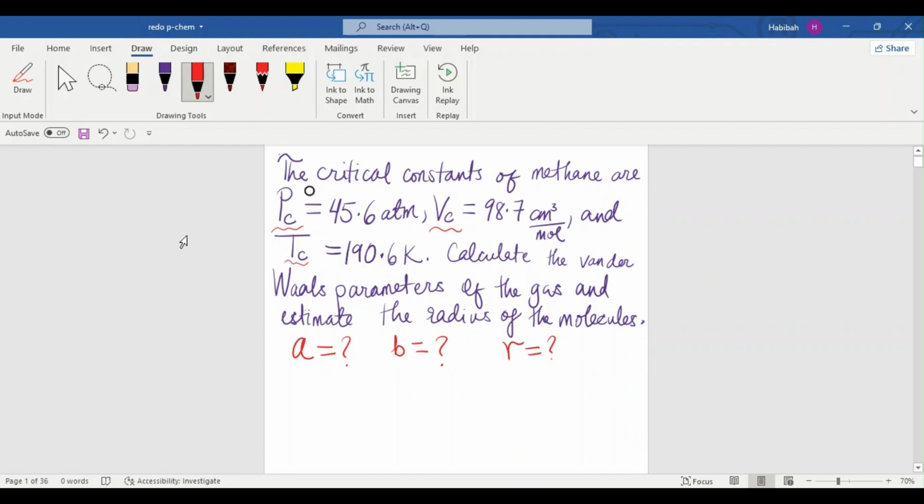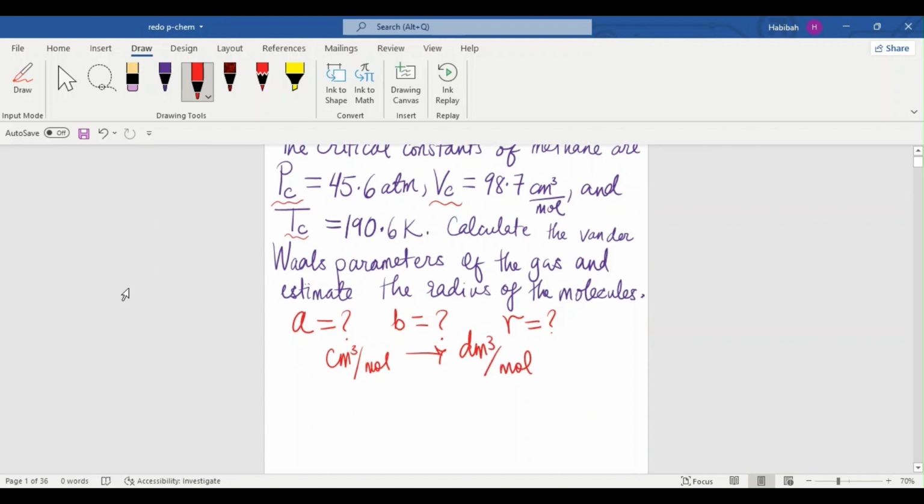So we can just go straight to solving it, but the issue is this: we are given the volume in centimeter cube per mole. And from your knowledge of physical chemistry, it's important to note that whenever you're dealing with molar volume questions, especially when they involve van der Waals gases, we tend to have the van der Waals parameters in decimeter cube per mole and not centimeter cube per mole. So we have to convert from centimeter cube per mole to decimeter cube per mole. We're going to do the conversion first before we start solving.